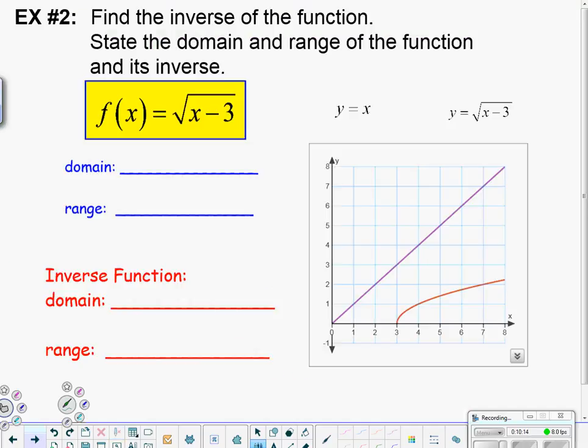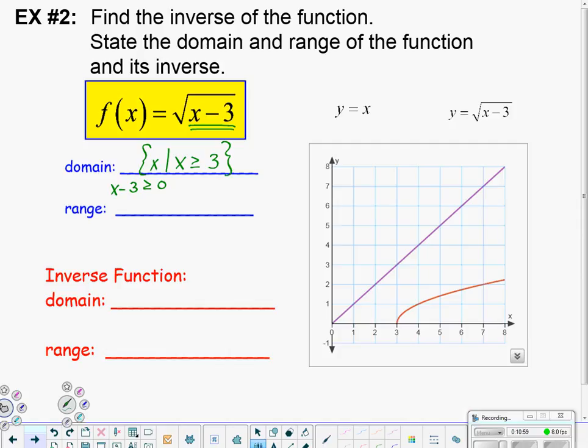All right, example 2. Find the inverse of the function, state the domain and range of the function, and its inverse. Okay, so the domain of this function. Well, I've got to make sure that this stays positive underneath the square root because I am not working underneath the imaginary number system or the complex number system. We are strictly held to the real number system in this AP Calc class. So in order for that to happen, I need x minus 3 to be greater than or equal to 0, which means that x will be greater than or equal to 3. So if I put this in set notation, it says the set of all x such that x is greater than or equal to 3.